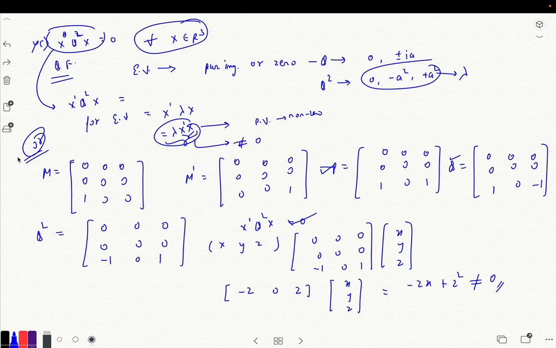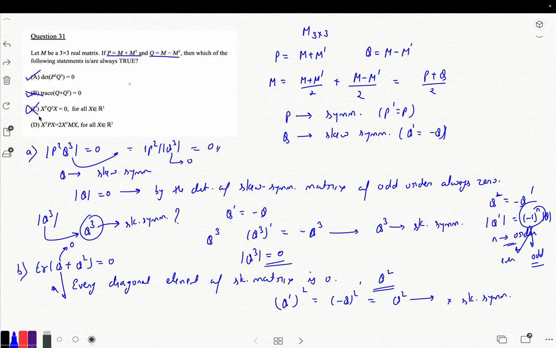So you can just choose a dummy matrix that is easier to solve. Choose the elements like that, and just solve x transpose q square x, and that will give you the result. Or you can apply the process corresponding to the eigenvalues. Okay, that will have non-zero eigenvalues, so it will not be true for all x. Okay, so the third option that we are getting is incorrect.